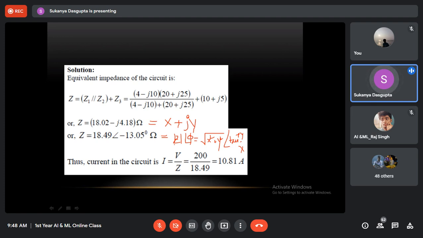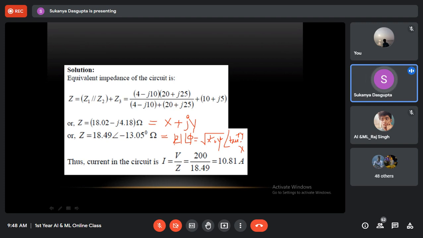As I told you earlier, always in the problem, in the circuit diagram, the RMS value of source voltage will be given. If it is given in the form of, say, 100 volt or 200 volt, always consider that volt as the RMS value. If it's a maximum value or the peak value, then definitely it will be mentioned in the problem. But if nothing is given, always assume that the source voltage or source current is the RMS value. So here V is the 200 volt RMS supply voltage, divided by the impedance 18.49.